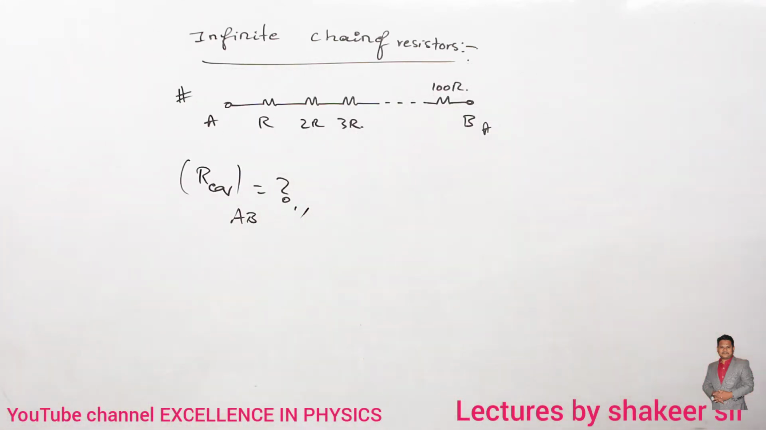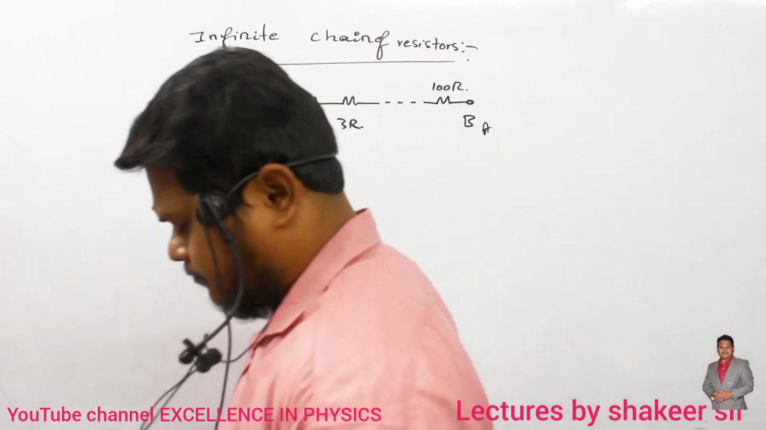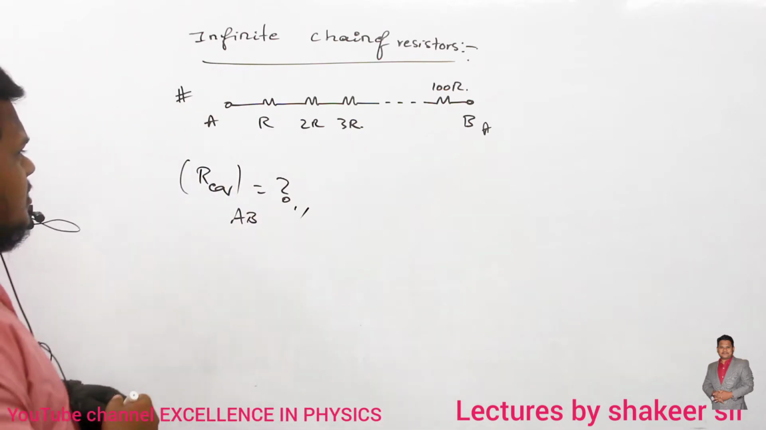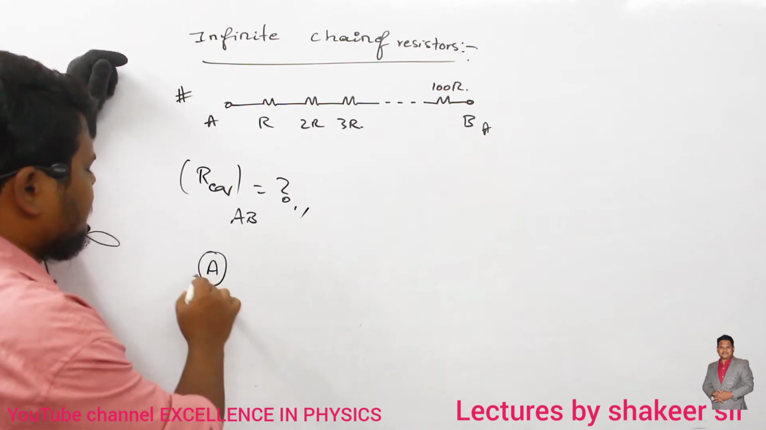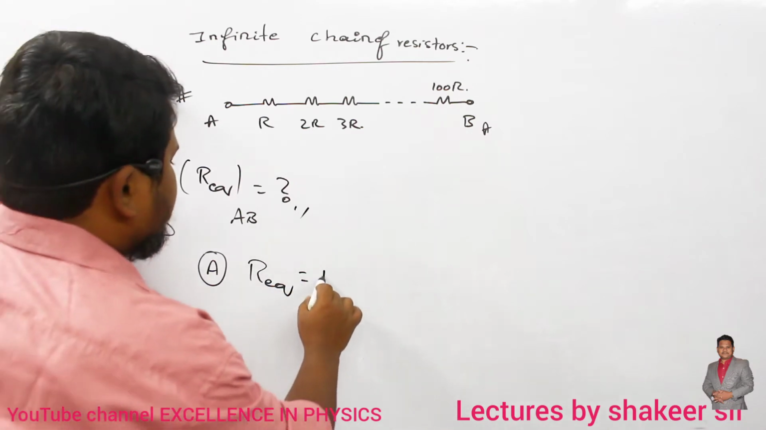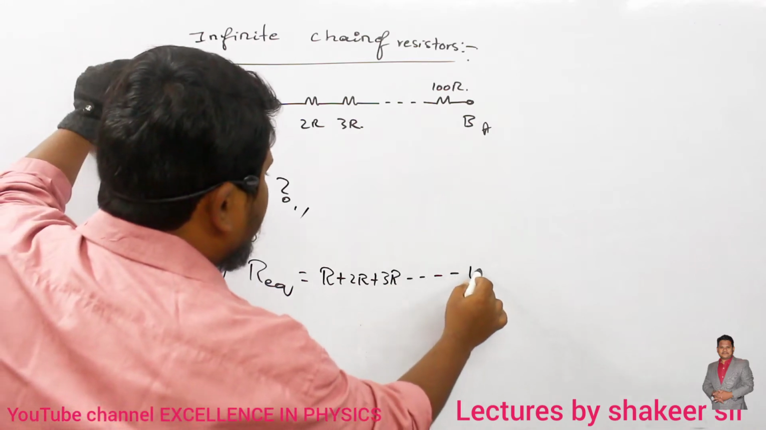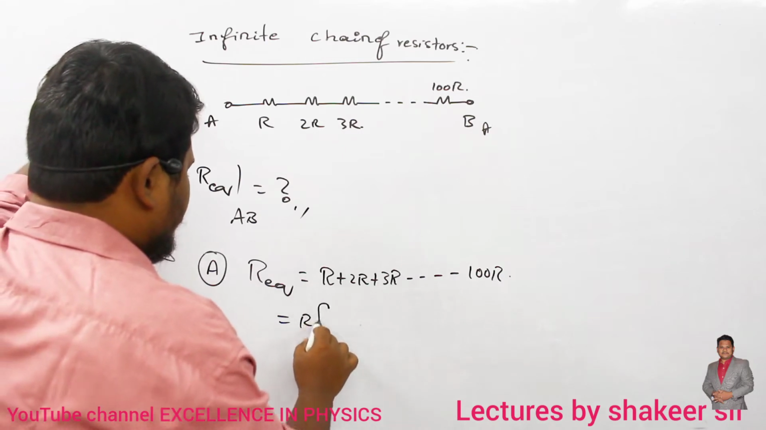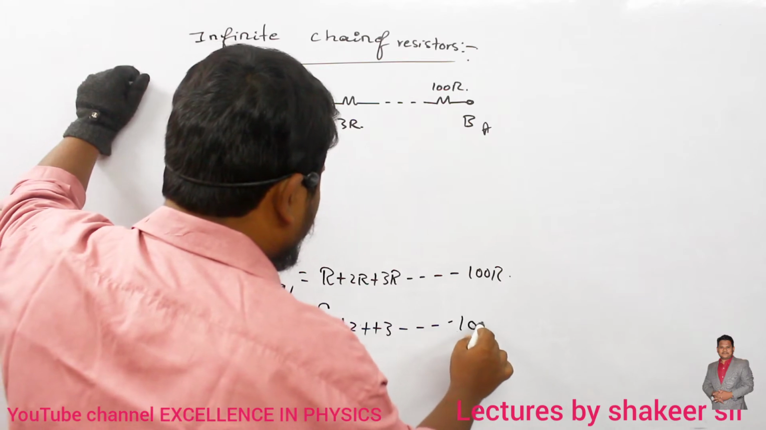First of all, these resistors, are they connected in series or are they connected in parallel? Definitely they are connected in series connection, no? So therefore, total equivalent resistance will be how much? It is R plus 2R plus 3R and it goes up to 100R. So therefore, if I take R common, then it is equal to R times 1 plus 2 plus 3 up to 100.